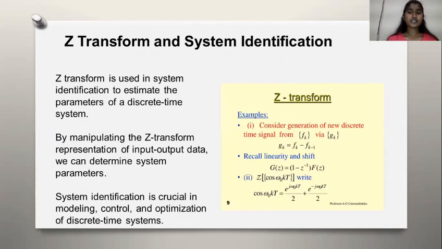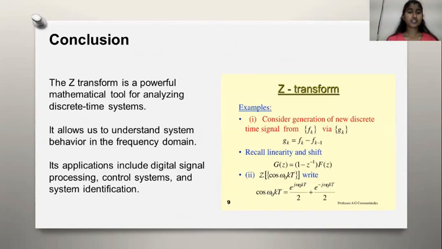Z transform and system identification. The Z transform is used in system identification in order to estimate the parameters of discrete time systems. By manipulating the Z transform representation of input and output data, we can determine the system parameters. System identification is crucial in modeling, control, and optimization of discrete time systems.